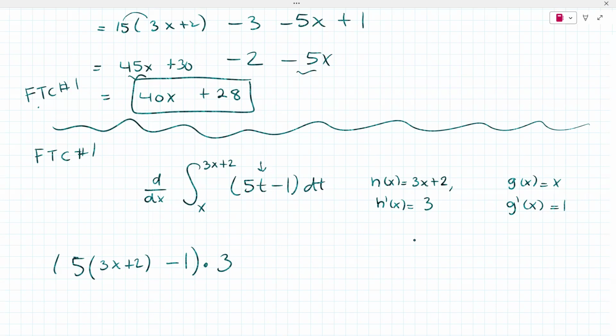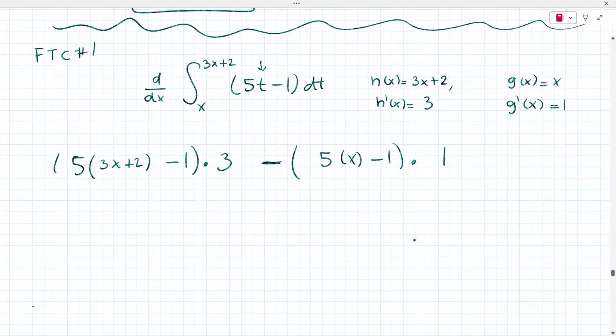Then it's going to be minus, in parentheses, 5 and then this time we're going to replace your t with g of x, which is x, minus 1, times the derivative g prime of x, which is positive 1.